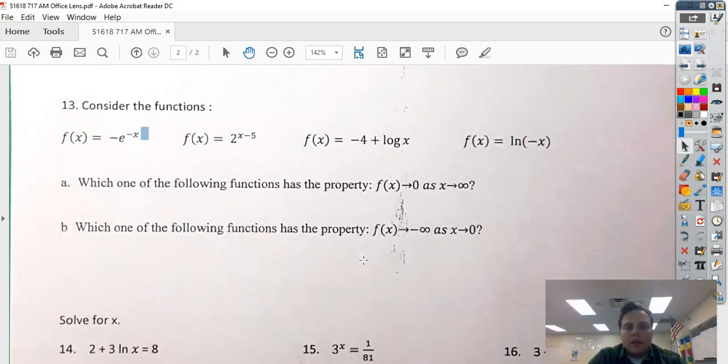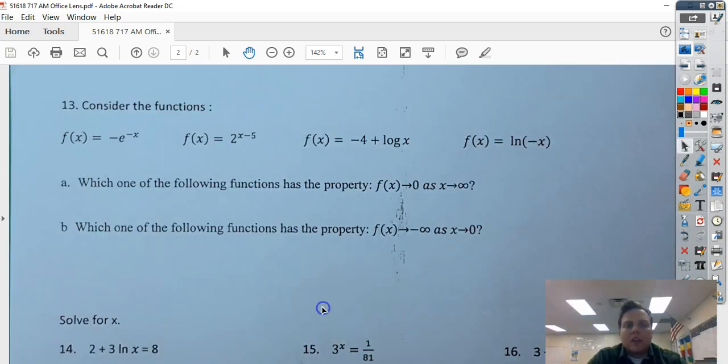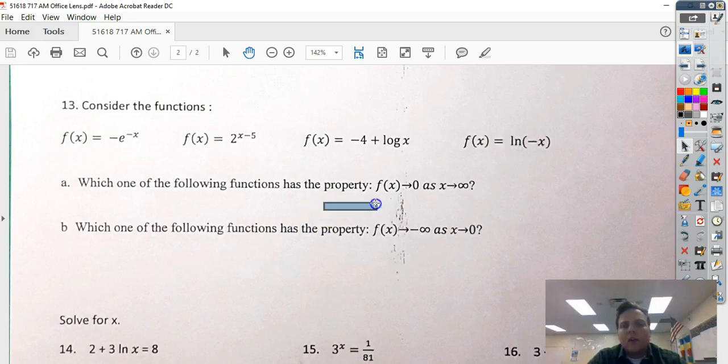This thing's being a pain. All right, 13. Consider these four functions. Which one has the property that y approaches 0 as x goes to infinity. So in other words, guys, it's just saying which one of these, as we go to the right, y is going to be getting closer to 0. Okay? Like infinitely closer to 0.